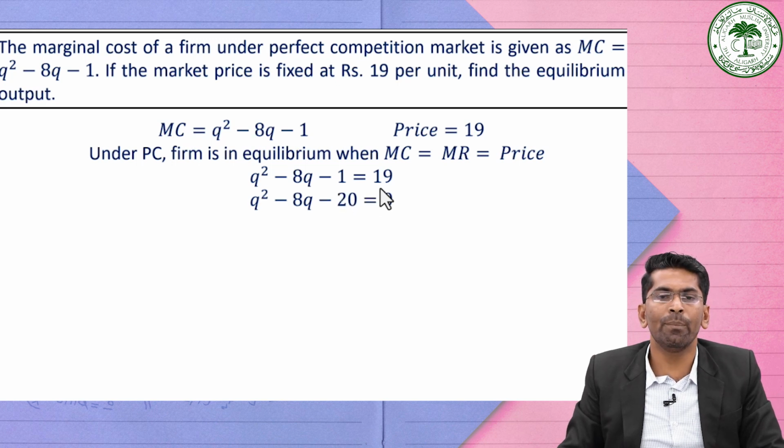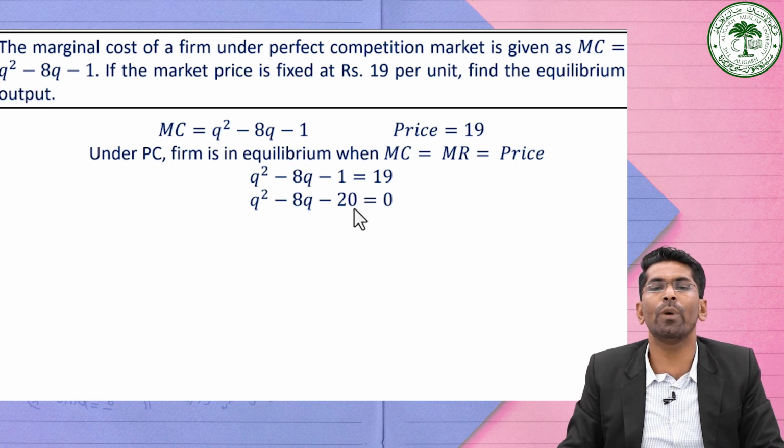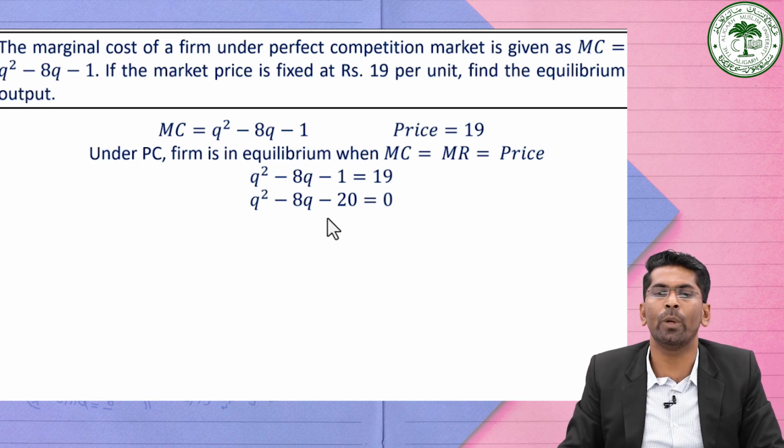If you simplify it, taking 19 to the left side, it will be minus 19. So minus 19 minus 1 is equal to minus 20, and we equate it with 0. Now we have Q square minus 8Q minus 20. This is nothing but a quadratic equation. Instead of the variable x or y, here the unknown variable is Q.